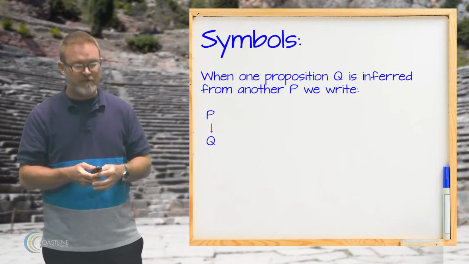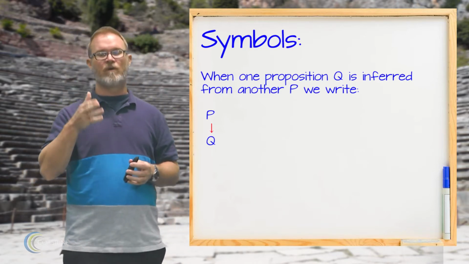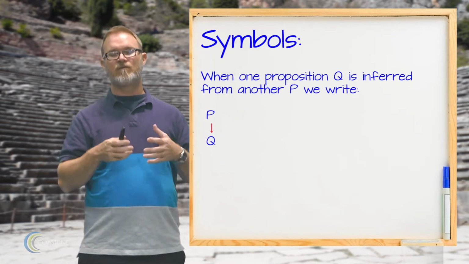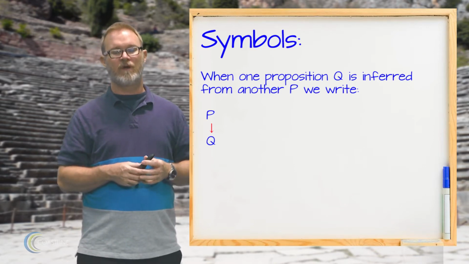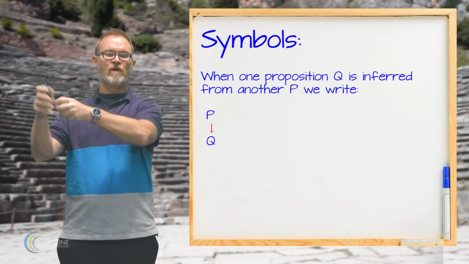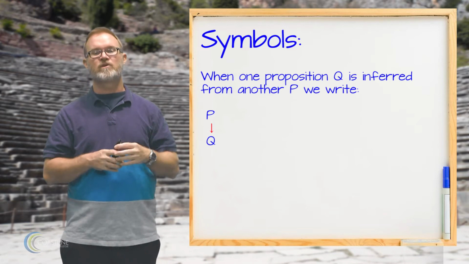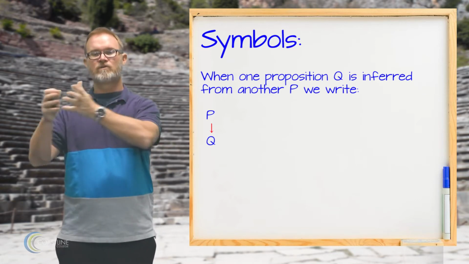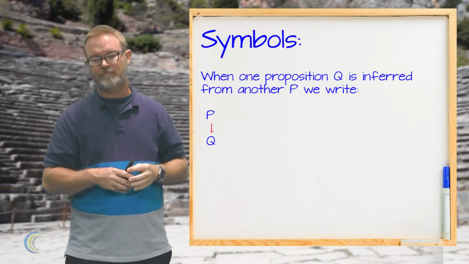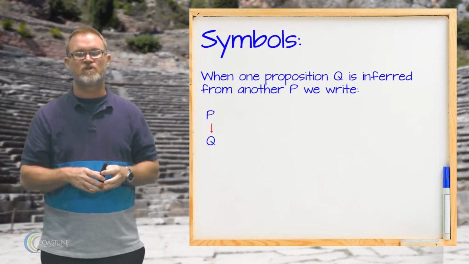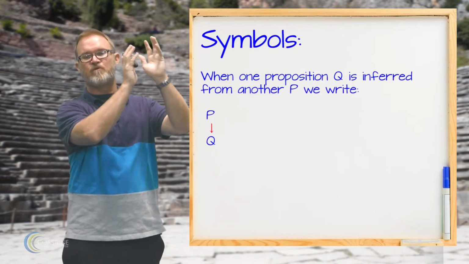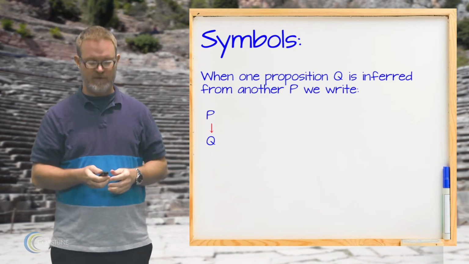The first symbol that we're going to use is the arrow. The arrow symbolizes the idea of an inference. When we have one claim Q inferred from another claim P, we write P, arrow, Q. P arrow Q just means that P is a reason for Q. We have an inference being made from P to Q. That's what it means.